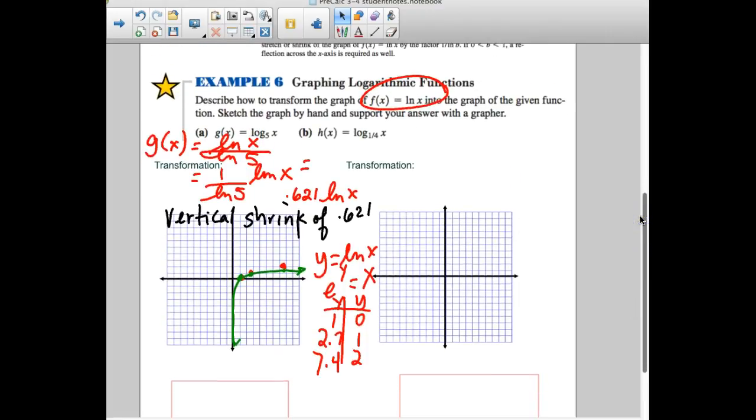All right. This next one, we have the log base 1/4 of x. What's another way we could rewrite that? Okay, so if we rewrite this using a natural log, this is the natural log of x over the natural log of 1/4. But that just becomes what? On the bottom there. Negative natural log of 4?